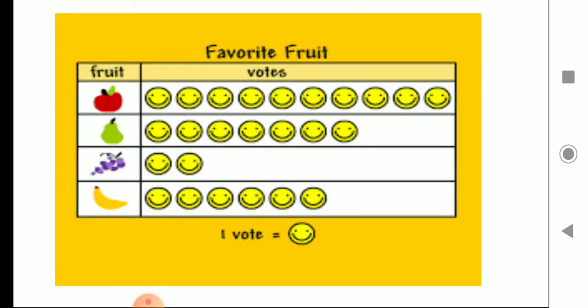Next is a pictograph where you can put any icon or symbol. Favorite fruit: apple, pear, grapes, and banana. Voting for the fruits. For apple, how many votes are there? One smiley is for 1 vote, that means 1 student.